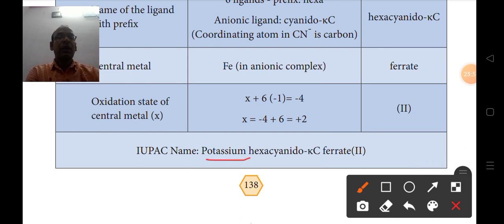Important point, a space is given between the simple ion and the complex. After the complex, no space is given, that is a very important point. Therefore hexacyanido, that is 6 cyanide ion, kappa C ferrate 2.